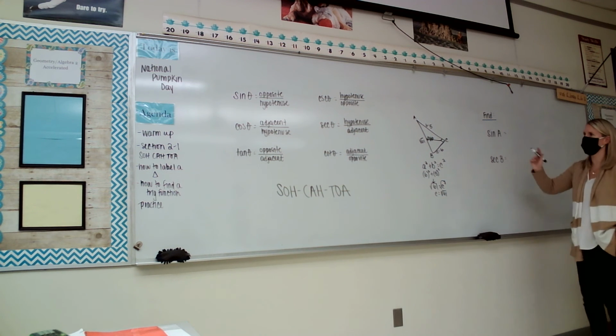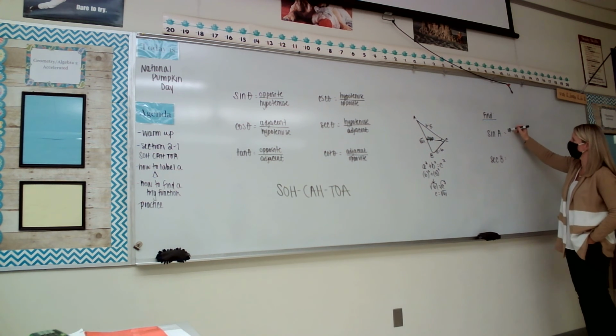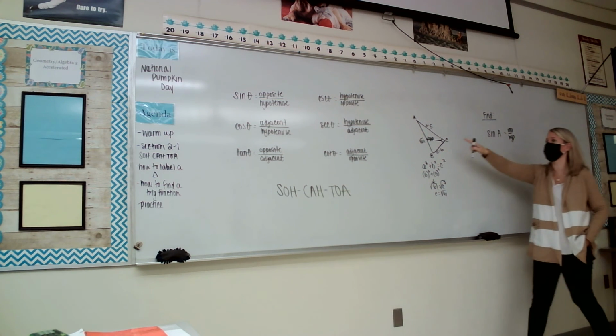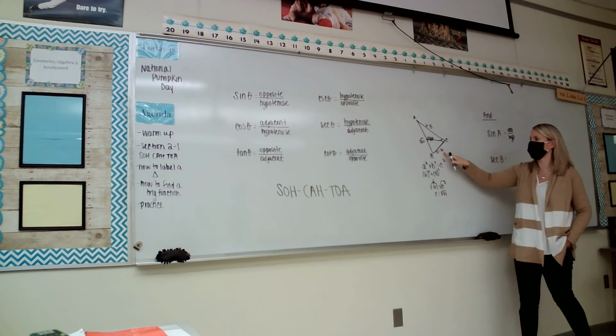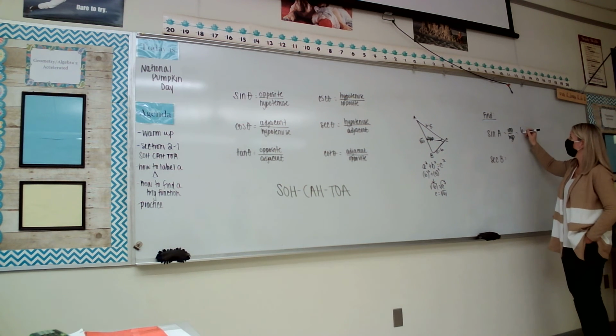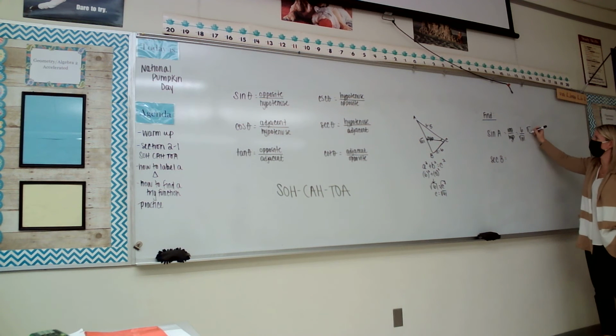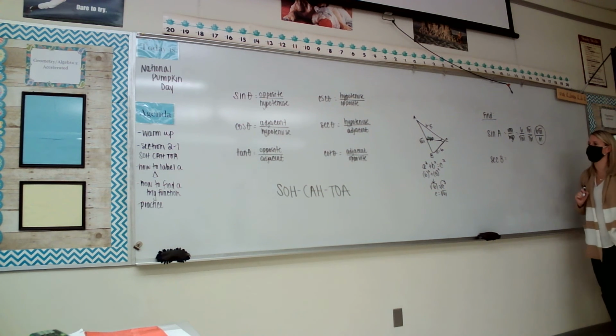Now sine, I remind myself, is opposite over hypotenuse. For angle A, opposite is 6. Hypotenuse is the square root of 61. I'm going to have to do a little bit of rationalizing to get that into a nicer form, because we don't want radicals in the denominator. So that would be your sine A.